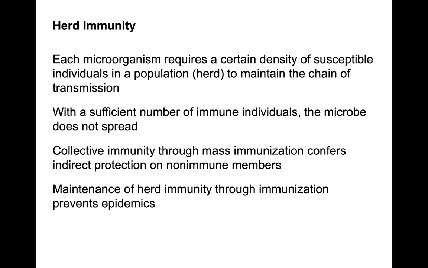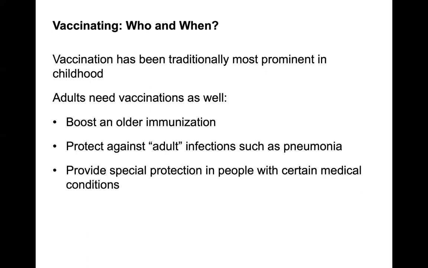Herd immunity, this is another term you've heard recently in the news if you're paying attention. Each microorganism requires a certain density of susceptible individuals in a population, which is referred to as the herd, to maintain the chain of transmission. With a sufficient number of immune individuals, the microbe does not spread. Collective immunity through mass immunizations confers indirect protection on non-immune members. The maintenance of herd immunity through immunization prevents epidemics.